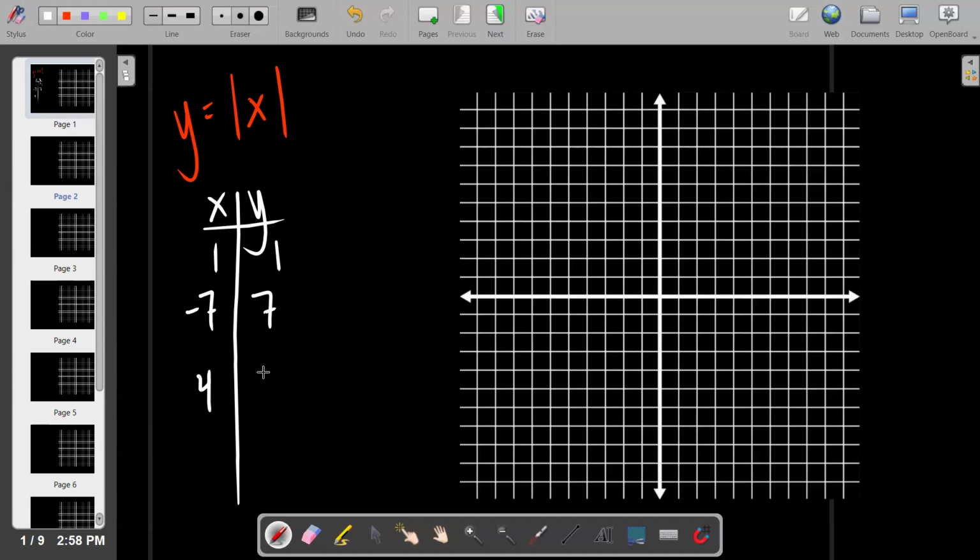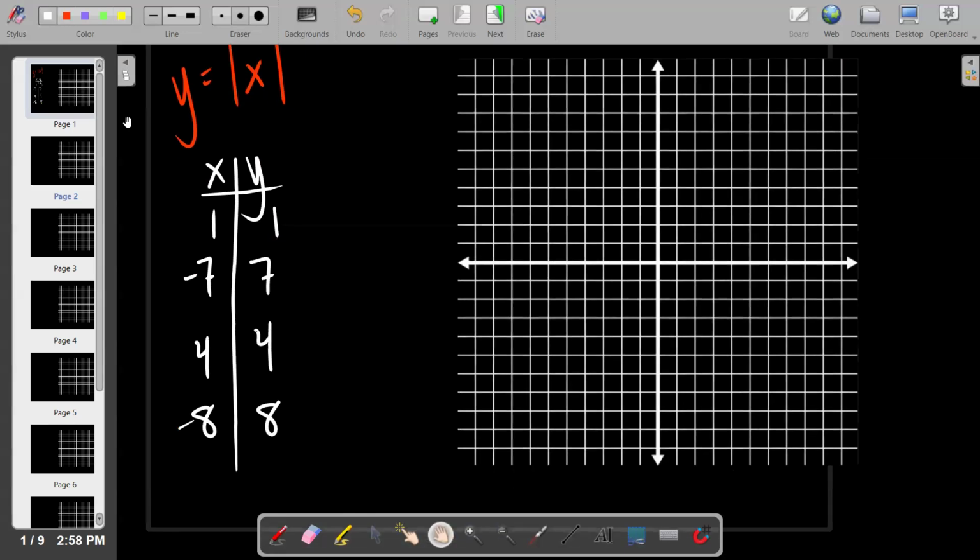So if I put in 4, it's going to give me back a 4. If I put in -8, it's going to give me back an 8. And we do want the centering point. I think it's important to always acknowledge what we call a vertex.